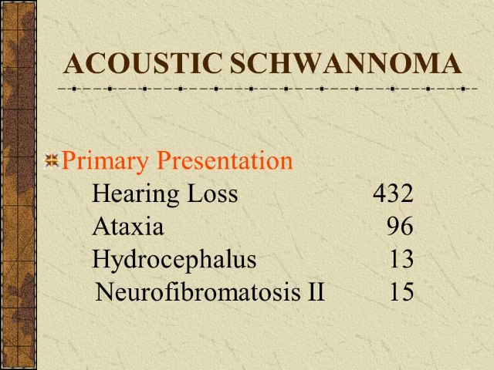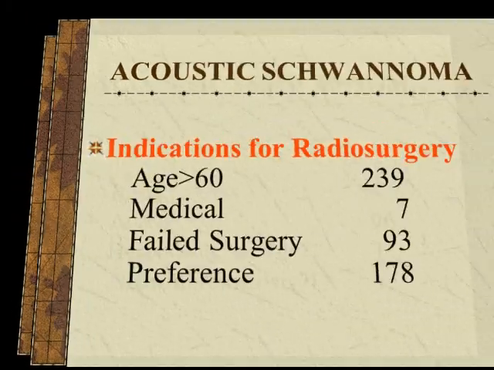Most of them present with hearing loss, others with unsteadiness. A few present primarily with hydrocephalus. That can be obstructive hydrocephalus, but more typically it's communicating hydrocephalus, probably caused by protein shedding from the tumor. And then, of course, neurofibromatosis type 2 is basically defined by the presence of bilateral vestibular schwannomas.